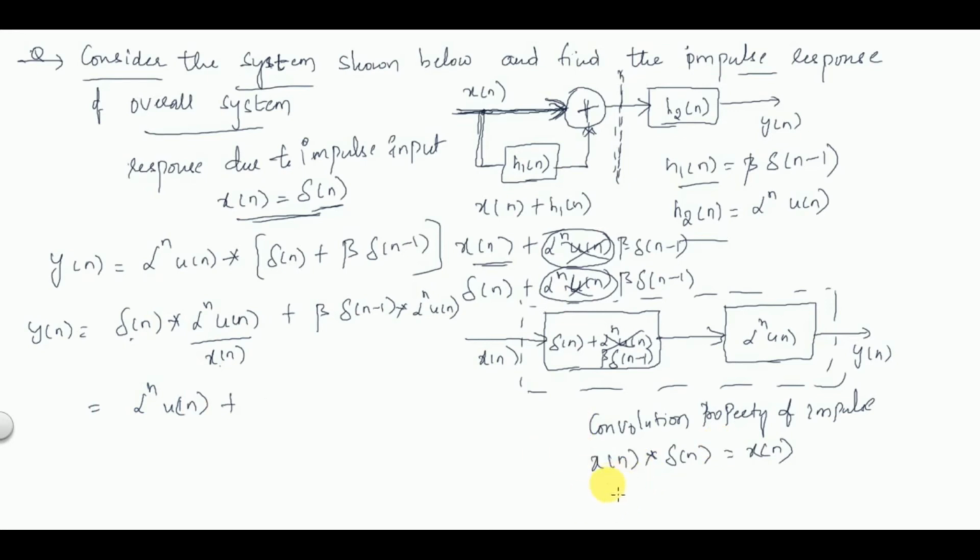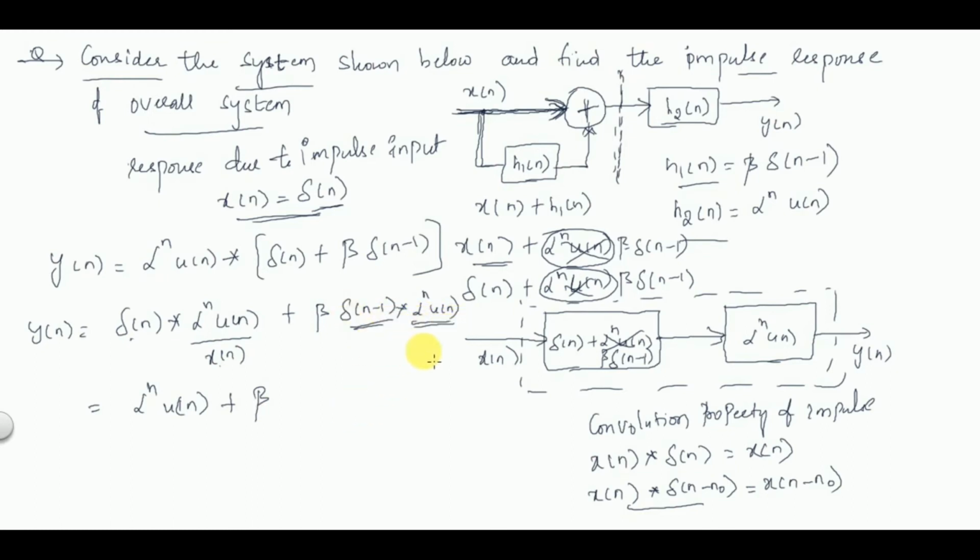Next, a shifted property, that is if there is any shifting. So x of n convolved with del of n minus n naught will be x of n minus n naught. This is also the convolution property of impulse. So this we have already discussed in the previous video. Here n naught value is going to be 1, so beta is a constant, you have to write as it is.